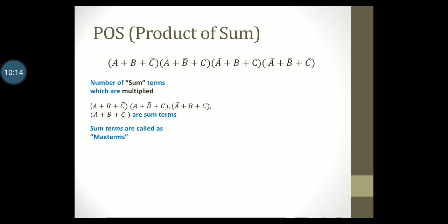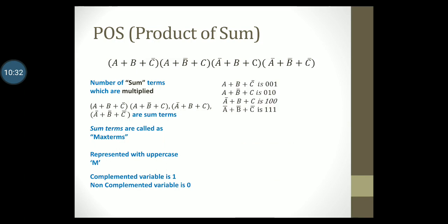These sum terms are called Maxterms. Maxterms can be represented using uppercase M. A complemented variable in a Maxterm is 1 and a non-complemented variable is represented as 0. Therefore, the Maxterm A plus B plus C bar is 0 0 1. The Maxterm A plus B bar plus C is 0 1 0. The Maxterm A bar plus B plus C is equal to 1 0 0. And the Maxterm A bar plus B bar plus C bar is 1 1 1.